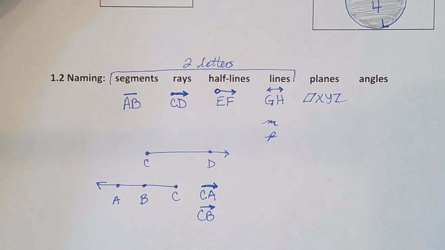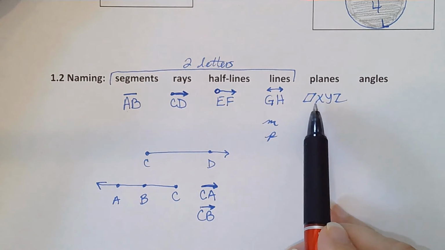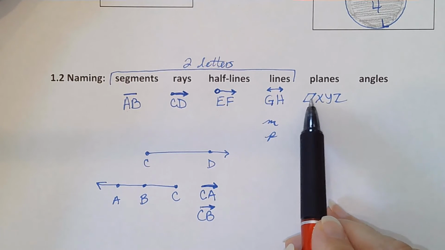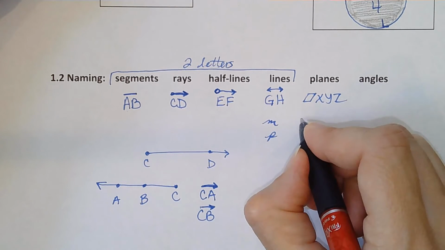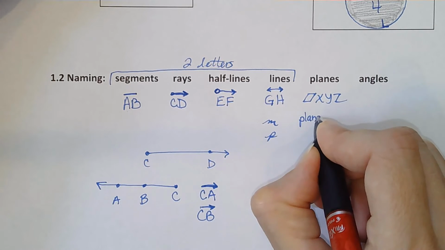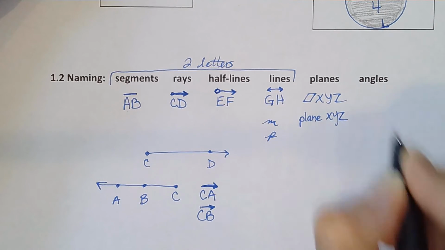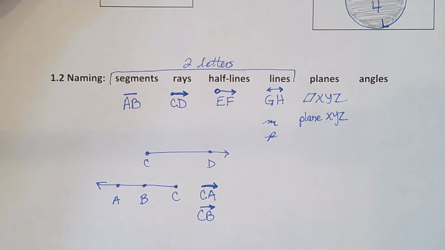Three points determine a plane, two points determine a line, right? So three points determine a plane, so we can call this plane XYZ. You can also use the word plane XYZ, all right? And again, there is an occasion where a plane might be named with a cursive or an italic letter, usually in the upper corner.